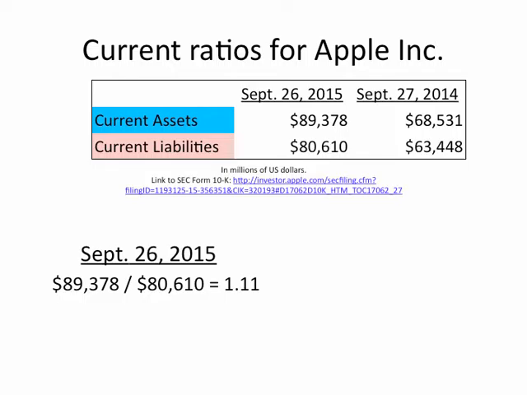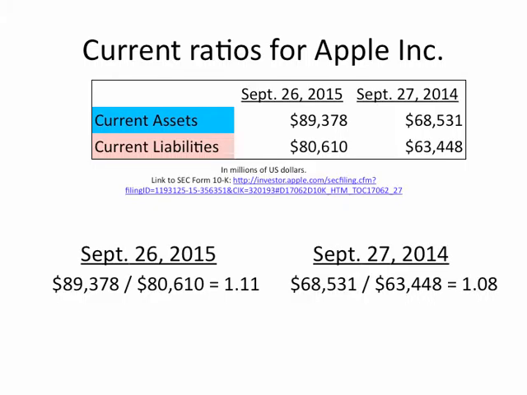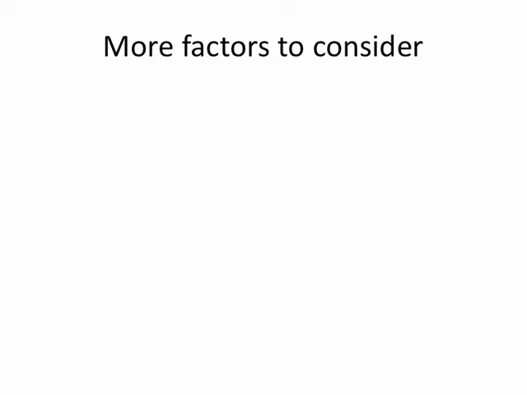And if we work the math, we get 89,378,000,000 divided by 80,610,000,000 gives us 1.11 for Apple's current ratio. And that's pretty consistent to what they had last year as well. Apple seems to like to run closer to that 1.0 number than FedEx does. So FedEx's current ratio was 1.50. Apple's current ratio was 1.11.